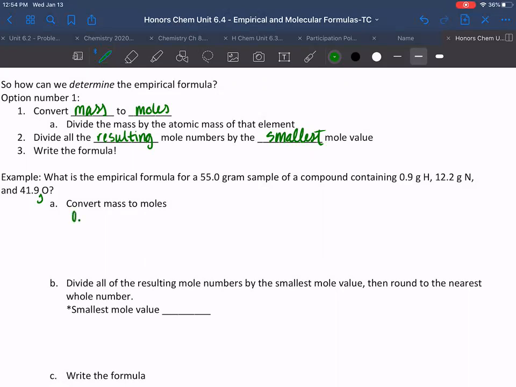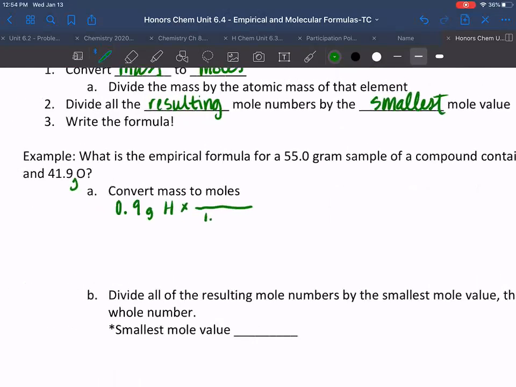You just take your 0.9 grams of hydrogen and set up your conversion factor. In this case, we're talking about the elemental state of hydrogen, so you're not using 2 as your mass. We're not talking about hydrogen gas, just one hydrogen. So you're using 1.0 grams per 1 mole, a nice little 1-to-1 ratio there. We have 0.9 moles of hydrogen.